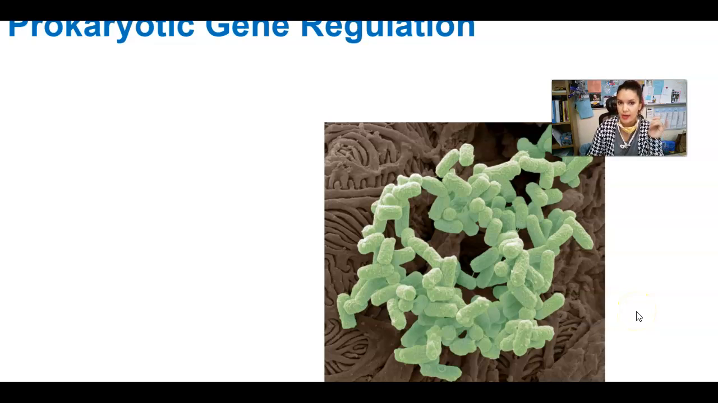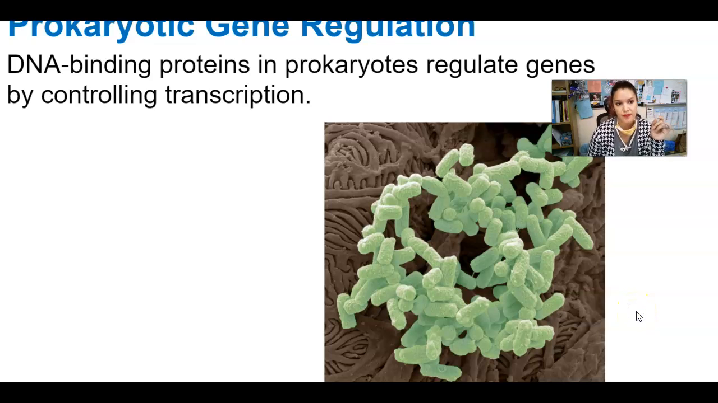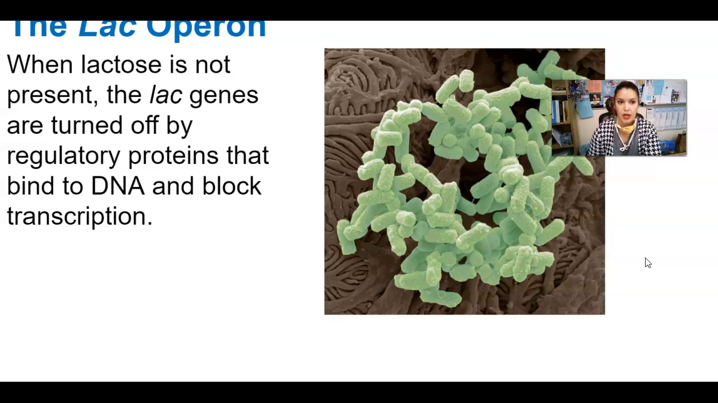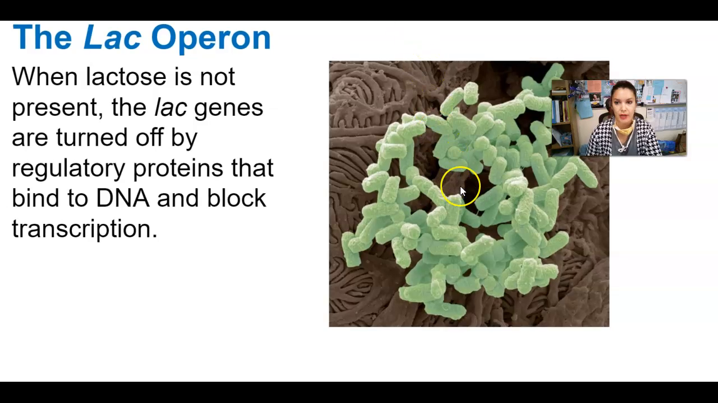Okay, so first it talks about prokaryotic gene regulation. There are things called DNA binding proteins in prokaryotes that help regulate genes by controlling transcription. One of the keys to gene transcription in bacteria is the organization of genes into operons. You don't really need to know this, unfortunately, but I'm just going to briefly go through it. When lactose is not present, they have something called lac genes that are turned off by regulatory proteins that bind to the DNA and block transcription.